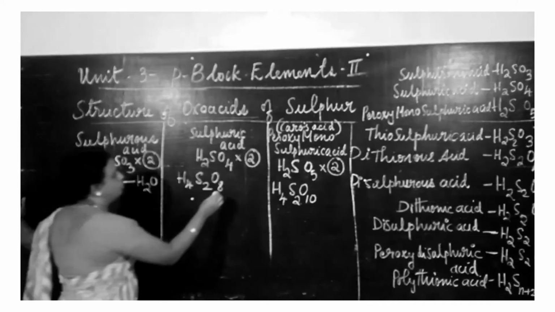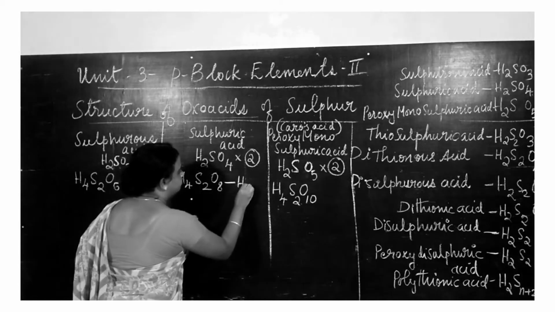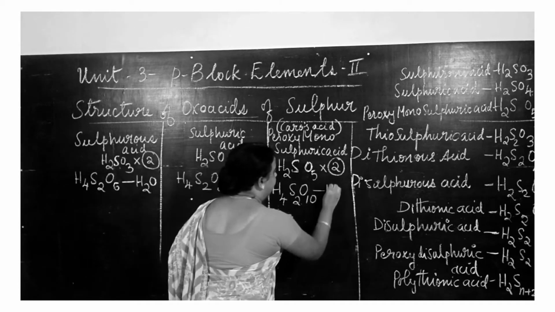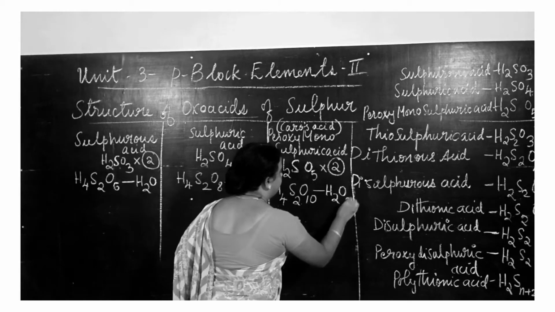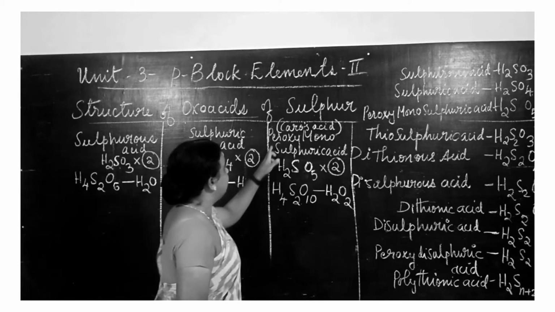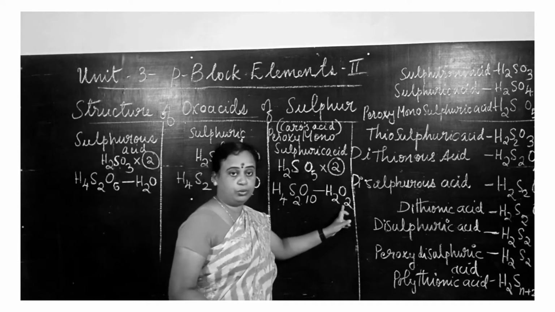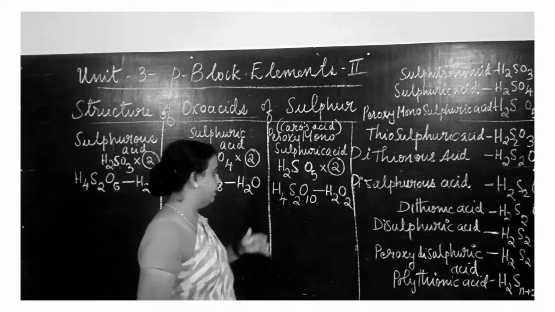Okay, so here also you subtract water. So here you are subtracting H2O2. Why do you take it as H2O2? Because here it is peroxide. Okay, so peroxide means H2O2. Okay, you are subtracting. Fine.